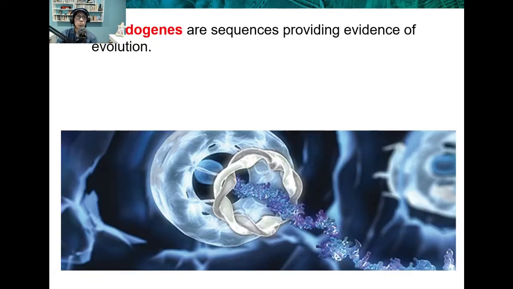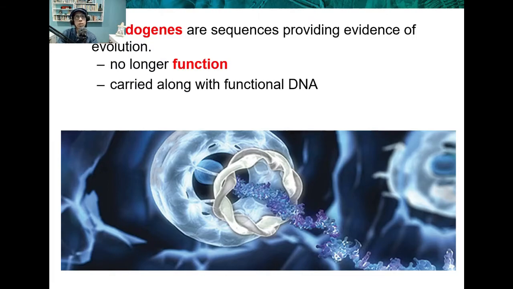Then you have pseudogenes, sequences providing evidence of evolution. Pseudo means false. So you combine the two terms, it's false genes. No longer function. Carried along with functional DNA. So it's still a part of the DNA sequence, it's just that it is no longer functional.